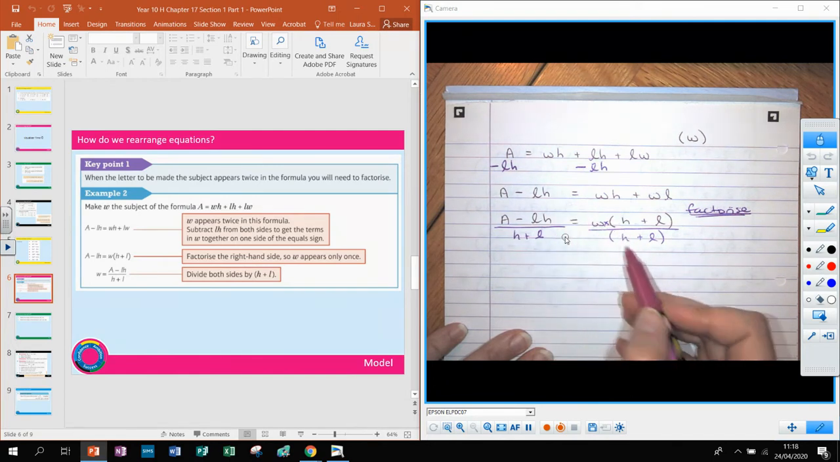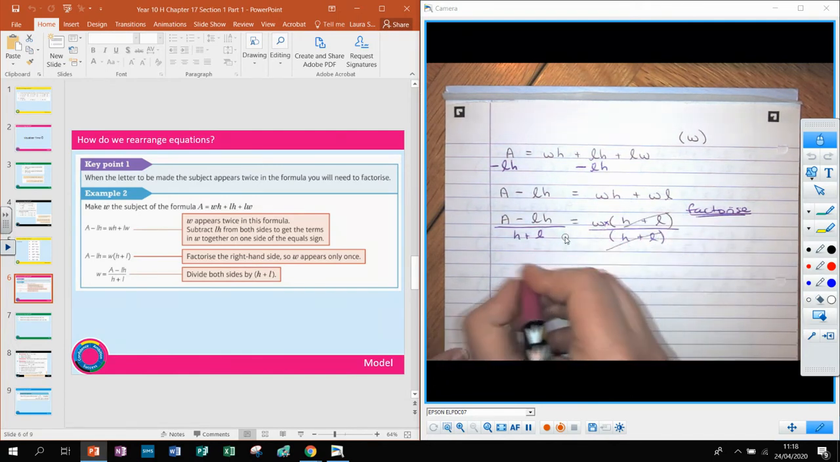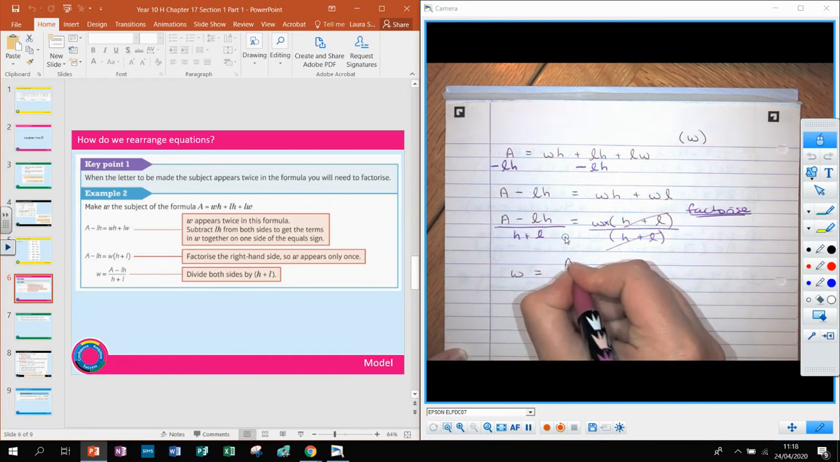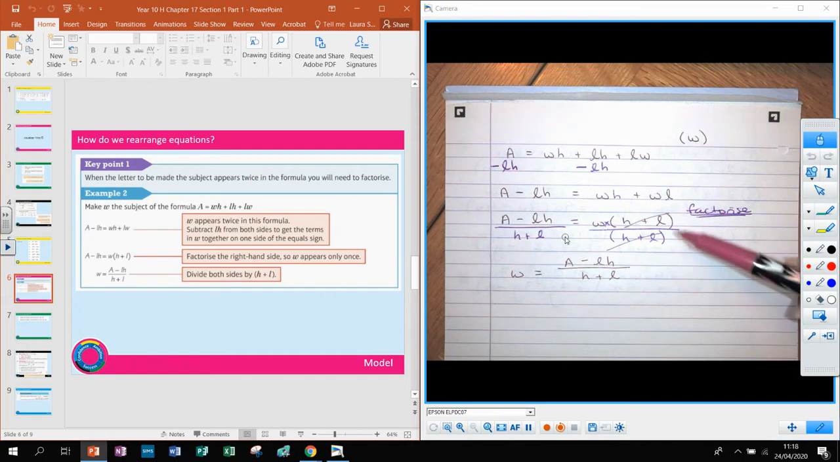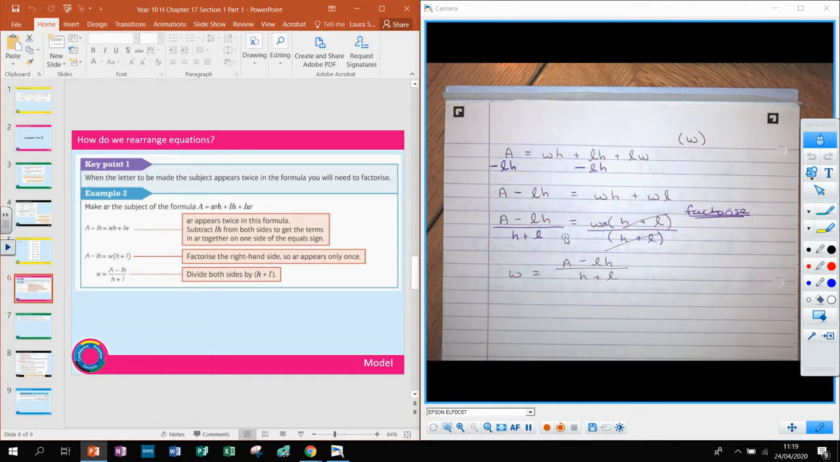Okay, so we just need to rewrite this out with those canceled out, and I'm going to put the W out in front. So W is equal to A minus LH over H plus L. So once again, when we have two or more expressions with the variable we need to isolate, we need to use factorizing in order to do this. Then at that stage, we would divide the other part out, move it over to the other side in effect, okay? And that will give us our subject that we wanted, in this case, W. So well done. You might want to take a moment and pause the video and make sure you process that and copy that down, okay?